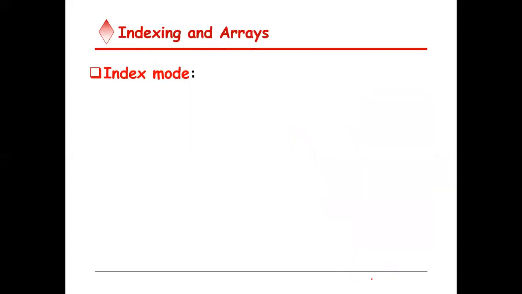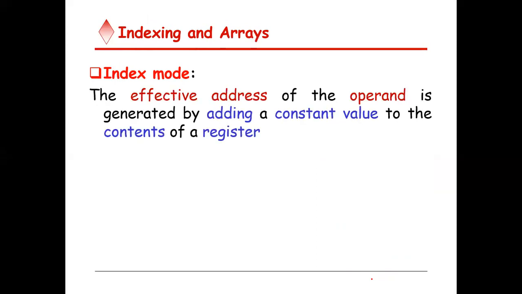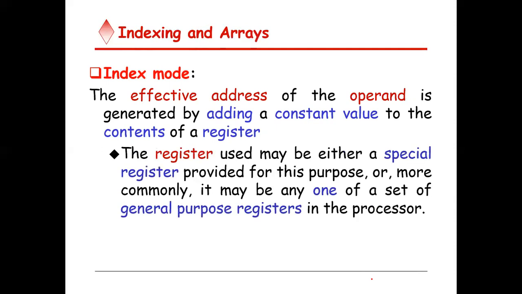Next is indexing mode. Index mode represents that the effective address of the operand is generated by adding a constant value to the content of a register. So this will be adding a constant value to the actual content of the register, and that is called the index mode. The register used may be either a special register or a general purpose register.